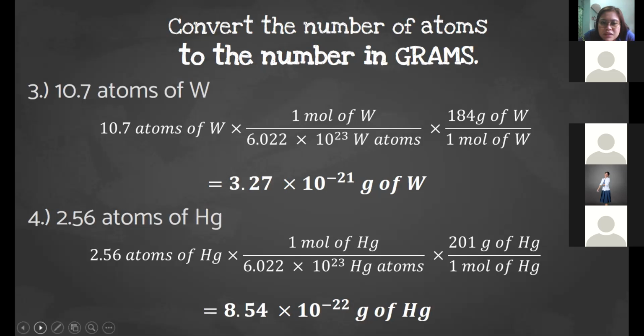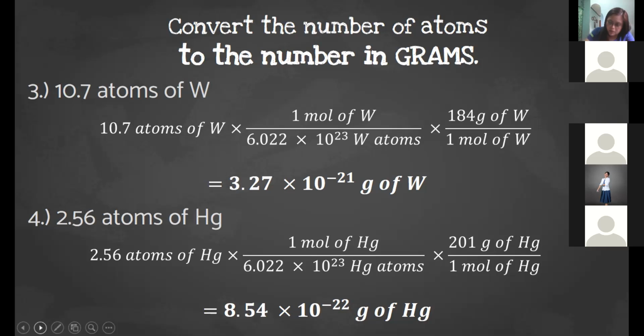So in number 3, 10.7 atoms of tungsten times 1 mole of tungsten divided by 6.022 times 10 to the power of 23 tungsten atoms times 184 grams of tungsten, which is the atomic weight, divided by 1 mole of tungsten, is equal to 3.27 times 10 to the power of negative 21 grams of tungsten.